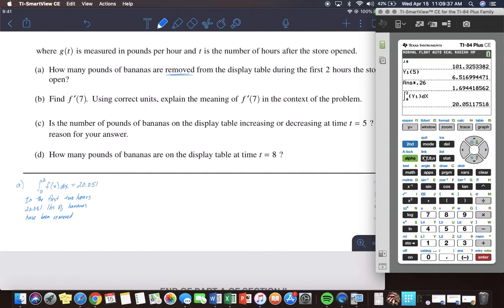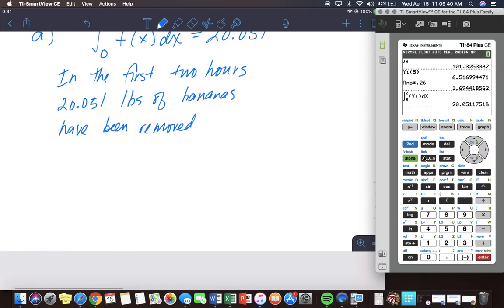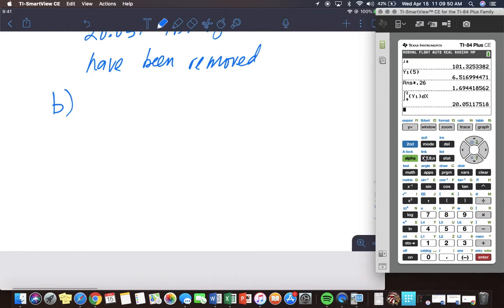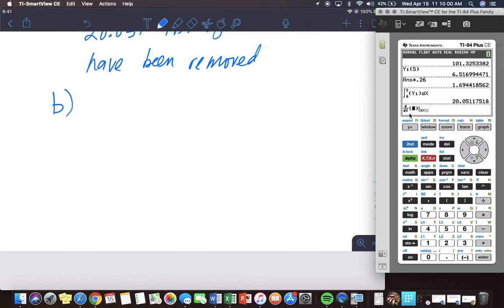Okay. Part B. Find f prime of 7. So that's just the derivative of f at 7. This is just straight up calculator. Okay, you don't want to do this by hand or anything like that. So remember to calculate a derivative on your calculator. Press math 8, d over dx. The function here is f, which is y1. And I want to find the derivative at 7.